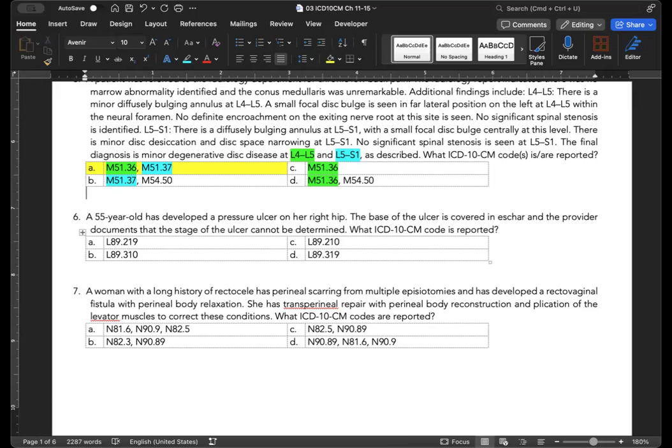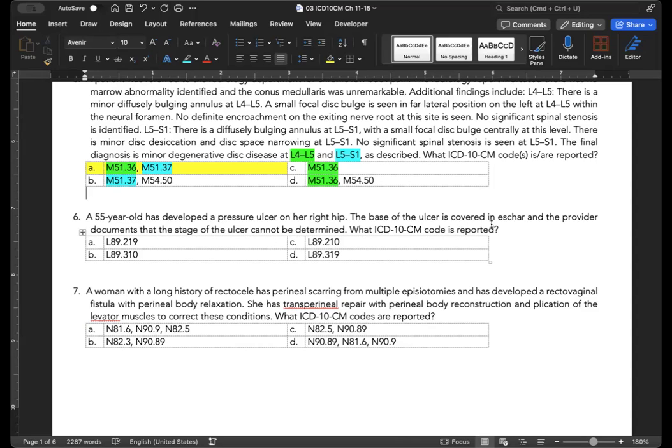So if the stage of the ulcer cannot be determined, is it going to be considered an unspecified stage, or should we consider it an unstageable? Does everybody know the difference between the two? I do not. Okay. So in this case, they cannot determine, that's not going to be unspecified. Unspecified is going to be if they just say that there's a pressure ulcer present and they don't tell us any more details. It's just an unspecified diagnosis, right?